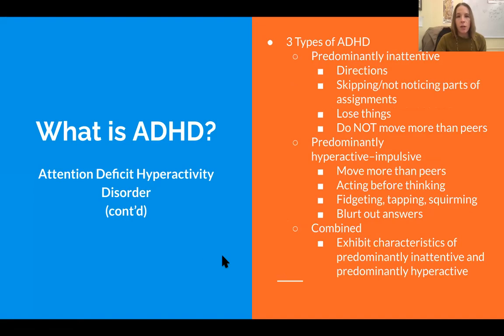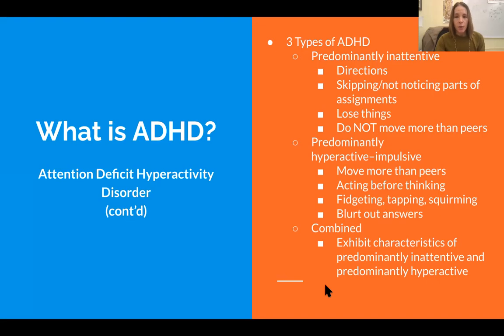So there are 3 types of ADHD. The first would be predominantly inattentive. So these are students that might have a hard time following directions, especially if they're only stated and not written, or maybe skipping altogether, or just not noticing parts of assignments. These are students that might be losing things frequently, but these kids do not move more than their peers.